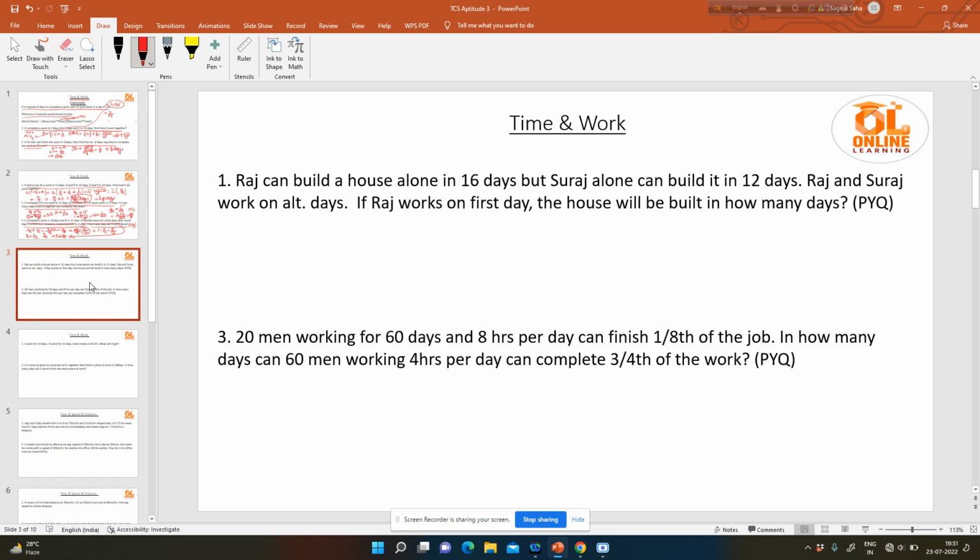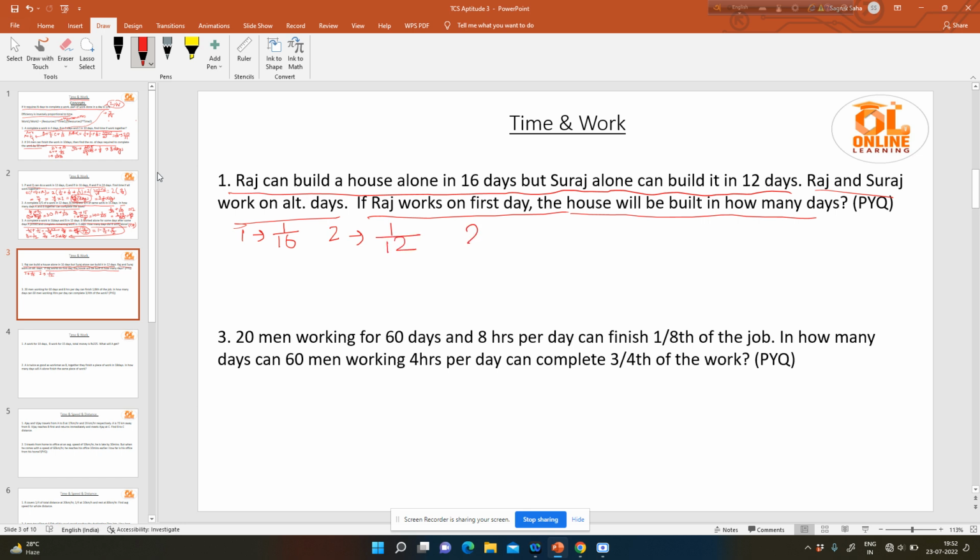These two are very important questions, and you can see both of these questions in your advanced type of questions. Let us understand these questions. Raj can build a house alone in 16 days, but Suraj alone can build it in 12 days. Raj and Suraj work on alternate days. If Raj works on the first day, the house will be built in how many days? So for the first day, Raj works and his amount of work in one day is 1 by 16. For the second day, Suraj works and his amount of work is 1 by 12.